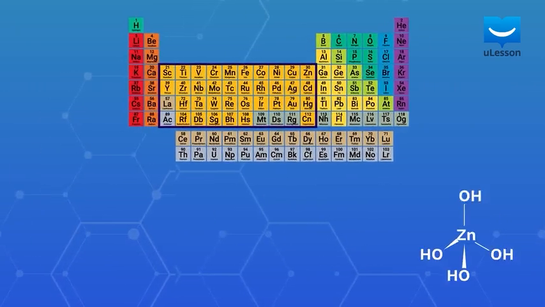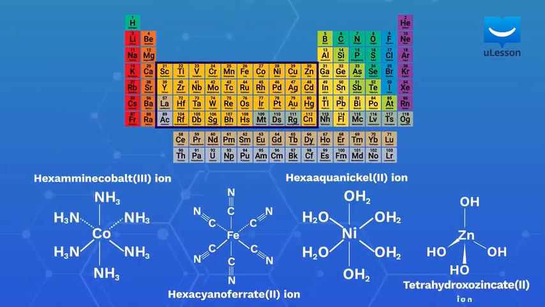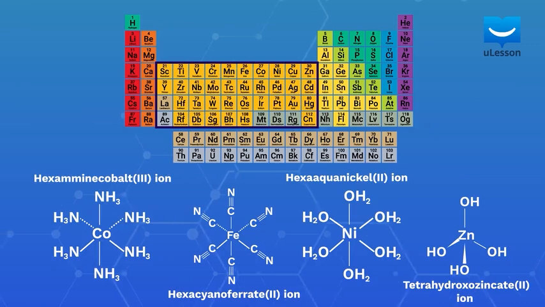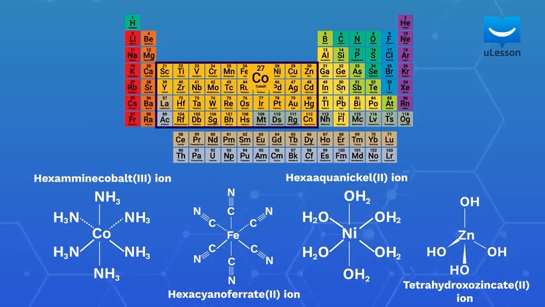Furthermore, in our lesson on complex salts, we said that complex ions are ions that have a central positive metal with ligands donating electrons towards it. Those central positive metals are often transition metals like iron, zinc, nickel, cobalt, etc.